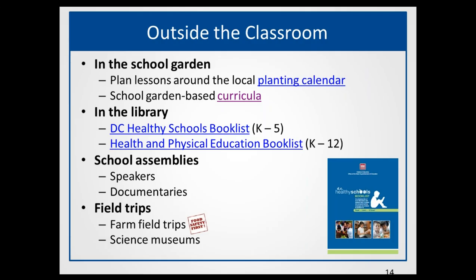Books are also a great way to create enthusiasm for learning about and tasting new foods while teaching literacy at the same time. OSSE has created two book lists, which are great resources to help you choose appropriate books. The two book lists are listed here, and we have the link so you can visit them. The first is the Healthy Schools Book List. This book list contains over 400 books with positive food, nutrition, and physical activity messages. It focuses on books for students in grades K through 5.